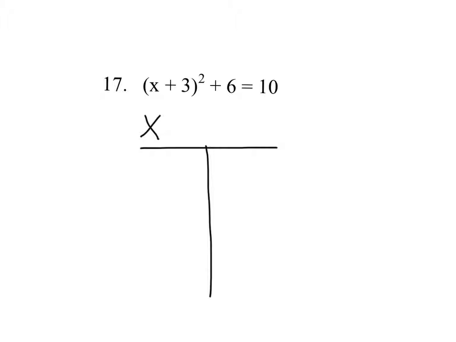Okay. Guys, again, this is a quadratic because I have the squared. Some people get confused because they see that x by itself in the parentheses, but the key is seeing that there is a squared in general. That means it's a quadratic. So I'm starting with x. Guys, I'm adding 3, and then I'm squaring. Then it's plus 6 equals 10.